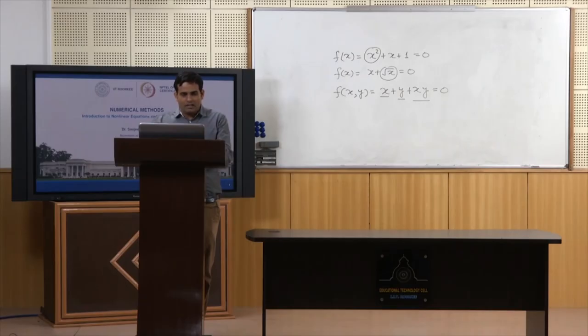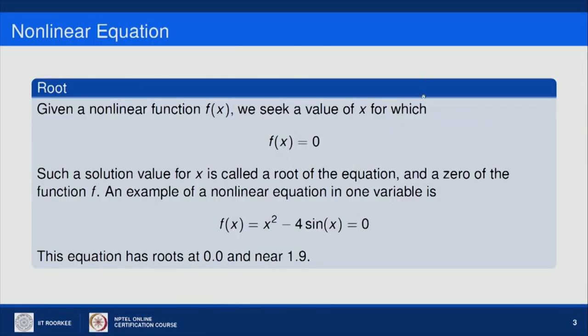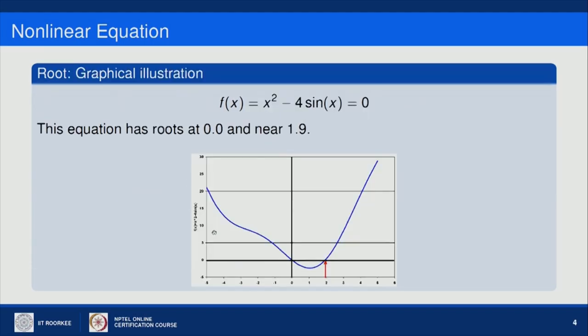Now what do we mean by the solution of a nonlinear equation? Given a nonlinear function f, we seek a value of x for which f is 0. Such a solution value for x is called a root of the equation and a zero of the function f. An example of a nonlinear equation in one variable: f equals x square minus 4 sin x equals 0. If I look at the graph of this function, it can be clearly seen that the function is 0 when x is 0 and at another point when x is near 1.9. So this equation has two roots, one is 0, another one is near 1.9.